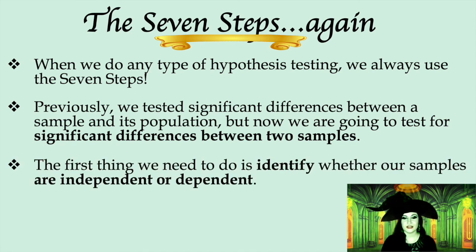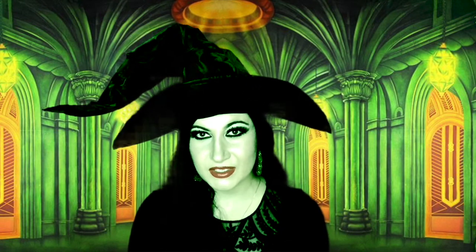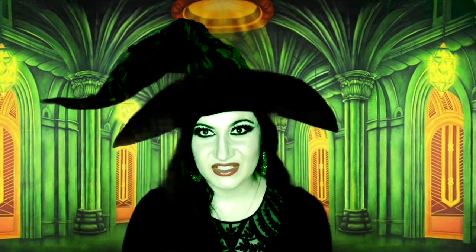And so the first thing we need to do is identify whether our samples are independent or dependent. Here's a good rule of thumb to go by. Unless you know that the participants are the same people being tested multiple times, or if the participants are related to each other in some way, then the sample will be independent. In other words, a sample is independent by default. Unless you are told, or unless you collect data from people that are very closely related, like those two sisters in Arendelle, Elsa and Anna, they're practically the same person, that would be a good example of a dependent samples t-test.